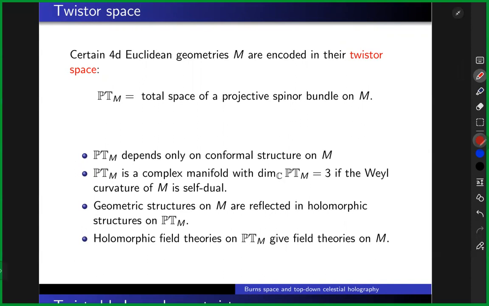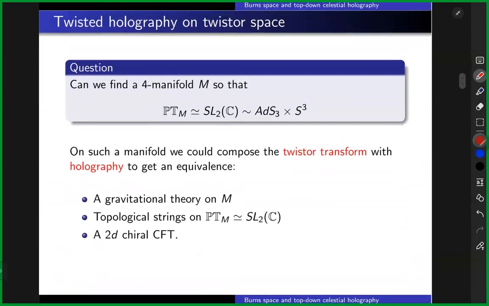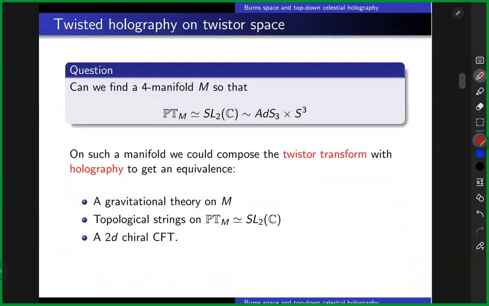Also, if you put a holomorphic field theory in twistor space, you can just dimensionally reduce to M. So holomorphic field theories, like those coming from the topological string, will give you some kind of field theory on M. So now we can see what we're aiming for. Can we find some manifold whose twistor space is SL2C, AdS3 times S3?